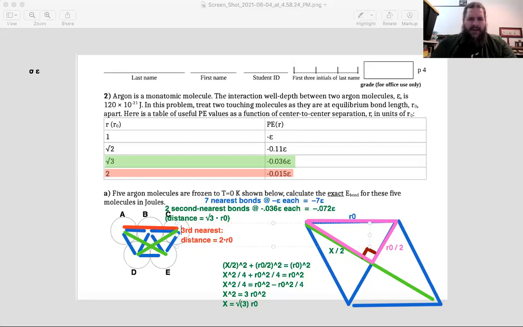So we have one third nearest neighbor bond at negative 0.015 epsilon each. So that's just negative 0.015 epsilon. And let me get these geometries out of the way.